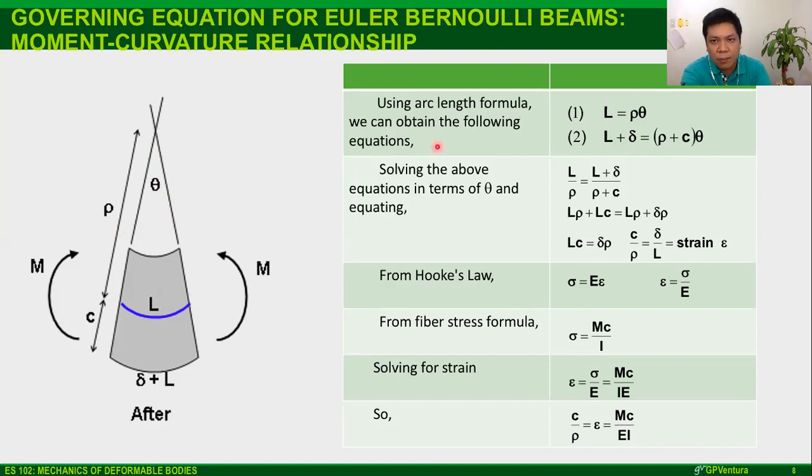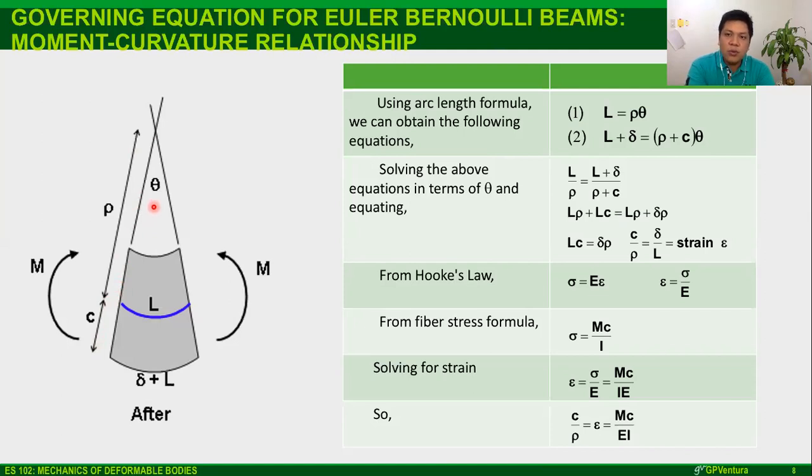That's equation number 1 over here. Then, similarly, if I have any arbitrary point, I can find the arc length by saying that, for example, if I am considering the outermost fiber, L plus delta is just equal to rho plus C times theta. So that's equation number 2.